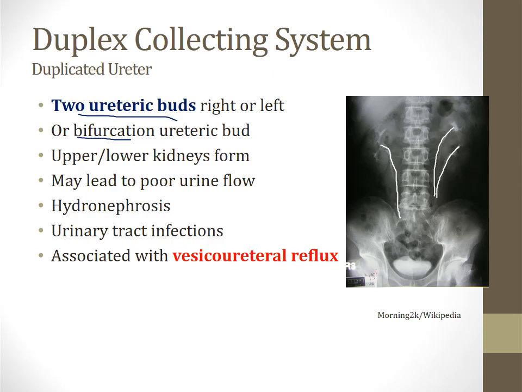What this leads to is a situation where on one side of the body there are basically a separate upper and lower kidney, each with their own drainage system. This can lead to poor urine flow, and that can lead to a swollen kidney or hydronephrosis. That also can increase the risk of urinary tract infections, and it's also associated with vesicoureteral reflux. So let's talk about what that is now.